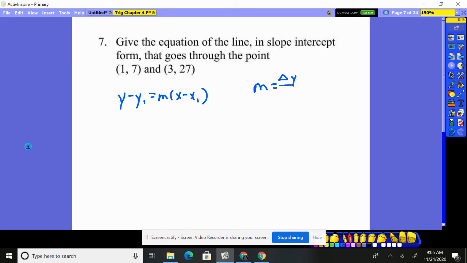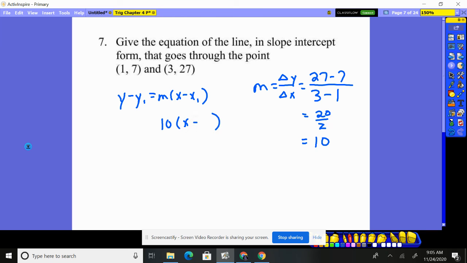Well, we know the slope is the change in the y's over the change in the x's. Rise with the y's, run with the x's. So let's subtract our y's: 27 minus 7. So I subtracted in that direction, so I have to start with the 3: 3 minus 1. So what do we have? 20 over 2. Ooh, steep fella. Slope of 10. You could not climb up that at all. So our slope is 10.